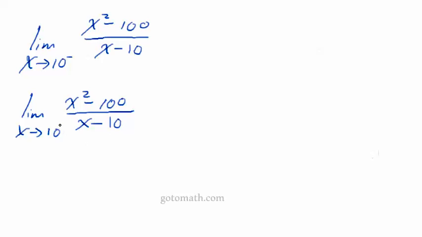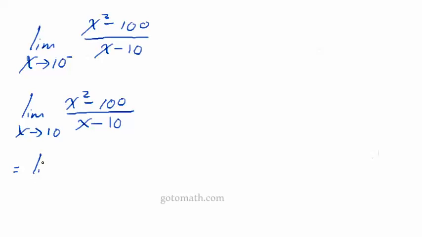Now you notice there's not a symbol here, a plus or a minus, which means that we're coming in from both sides. Now let's just go ahead and find this limit right here. If we did the direct substitution and plug 10 directly in, we get 0 over 0, which means that we need to factor this thing.